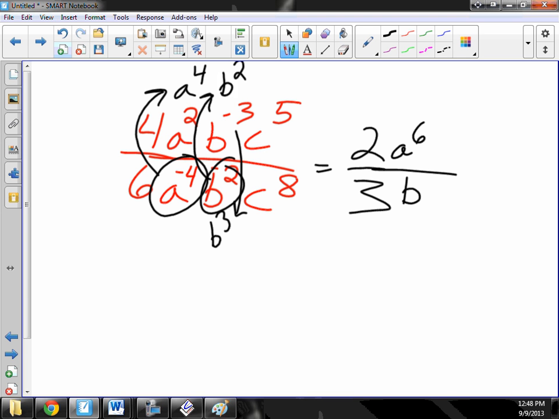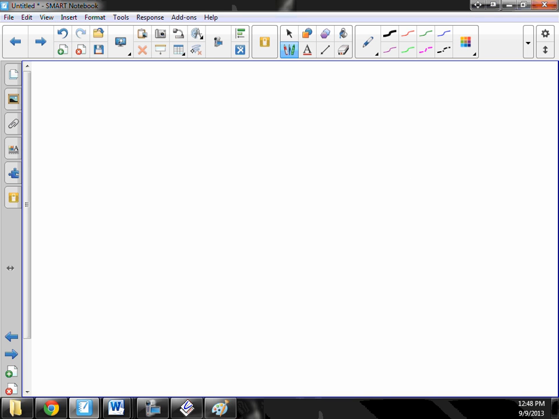Is this making sense? Okay. Do I need to move any of the c's? Nope, they're all positive, so we can just cancel like we normally would. 5 on top, 8 on bottom, so we have c to the 3rd in the denominator. Okay. Let's make it a little bit harder.